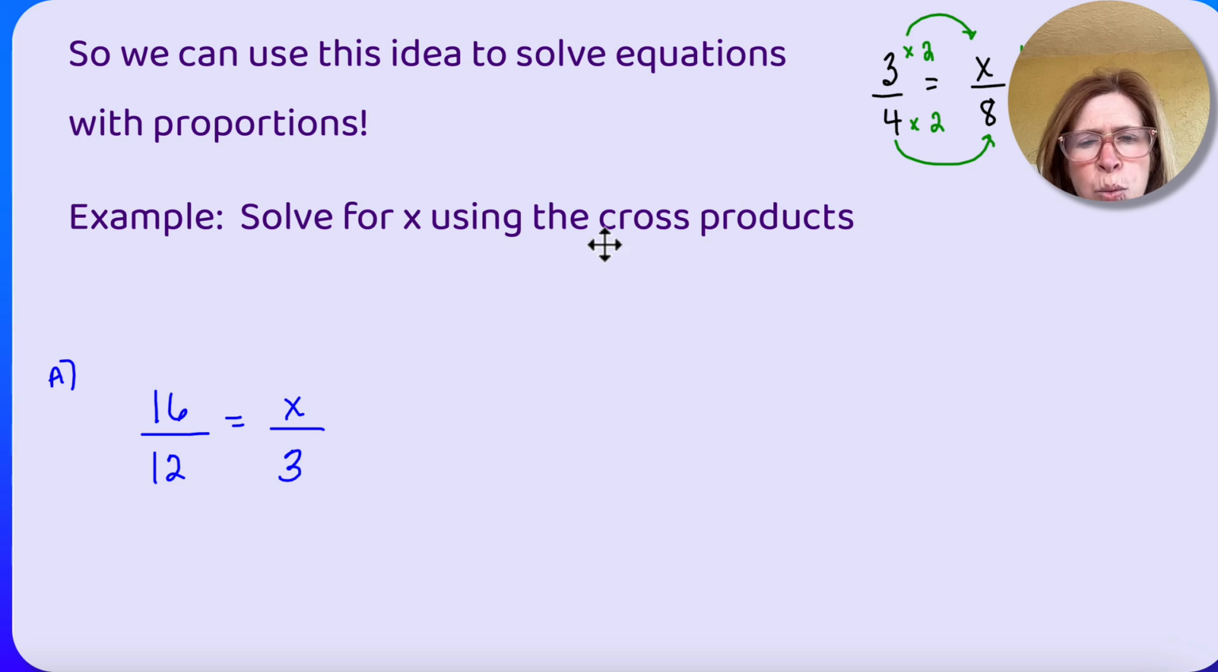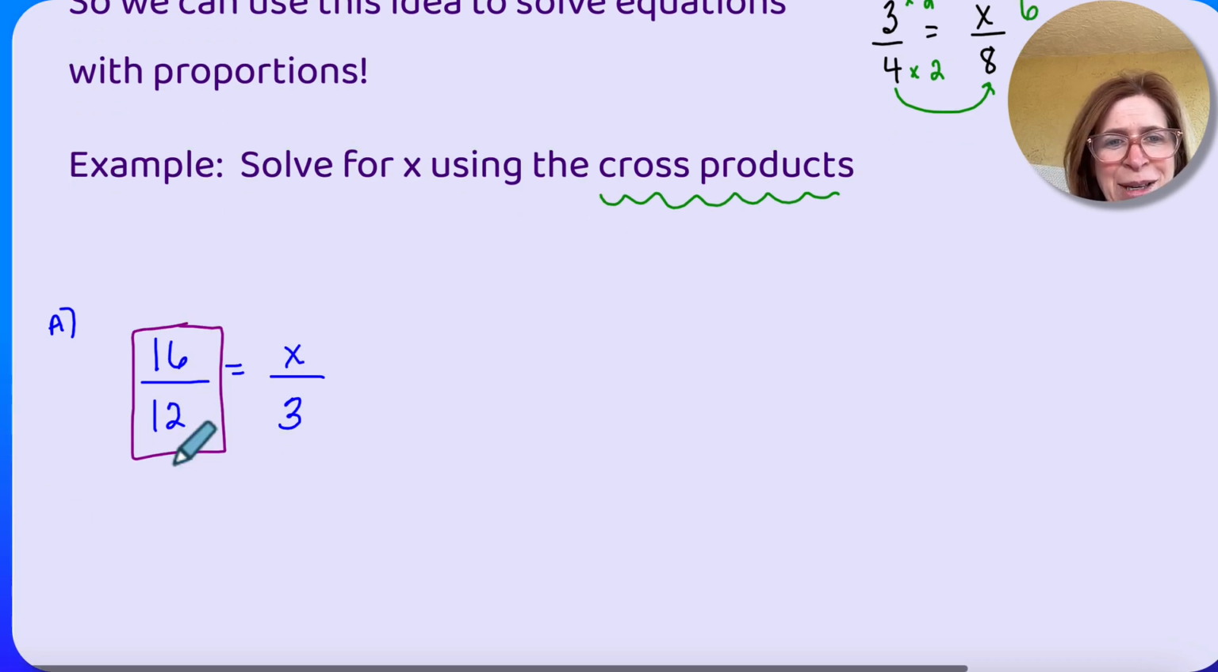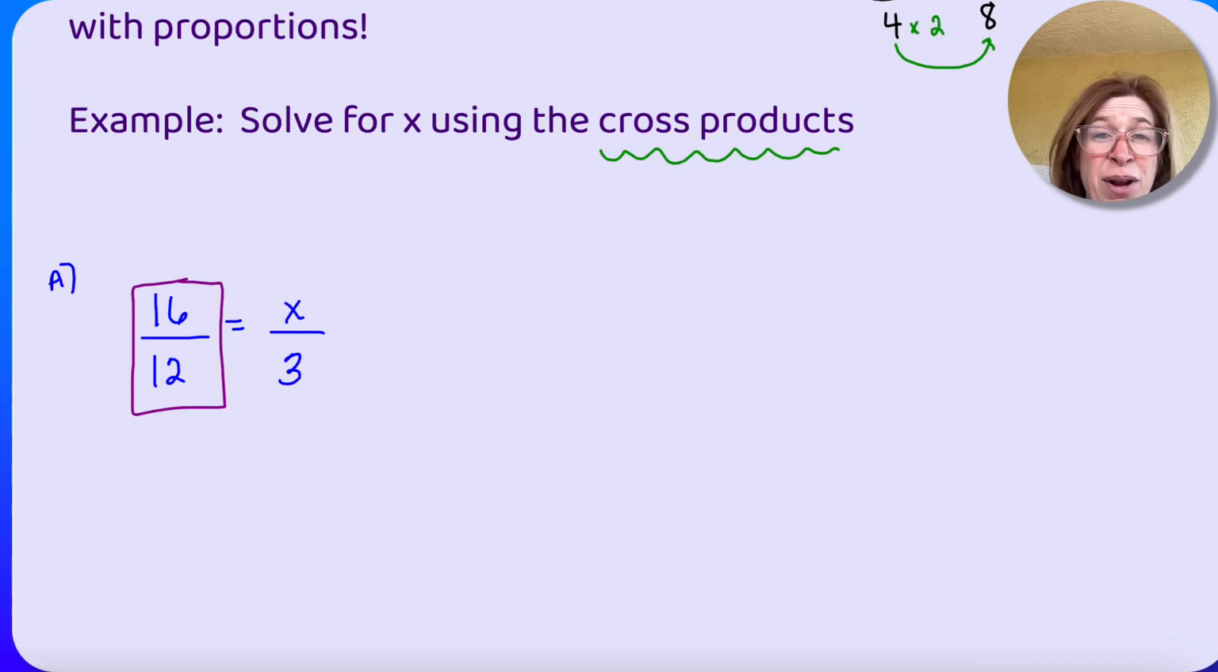All right. But one big thing about cross products is that when the numbers are bigger, it can make the multiplication a little bit tougher. So the first thing that you want to do if you're going to use the cross products is simplify the left or the right. Not across, but left or right. So I see 16 over 12, and I'm going to first try to simplify that. Meaning, can I reduce it? Well, I see they're both factors of 4.